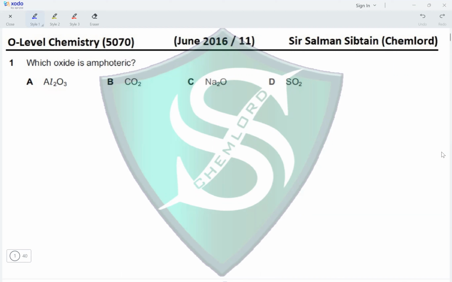Which oxide is amphoteric? Okay, so Al2O3. Al2O3 is an amphoteric oxide, which means it would react with both acids as well as bases. CO2, carbon dioxide, is acidic in nature. Na2O is basic in nature, and SO2 is again acidic in nature. So the correct option for this question is option A.